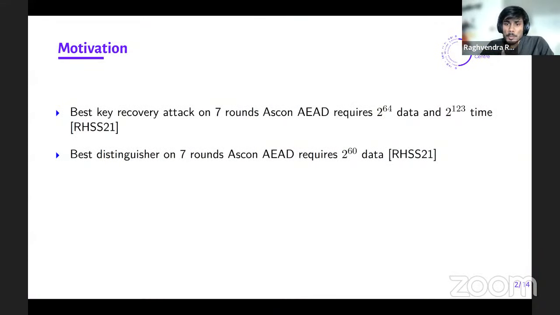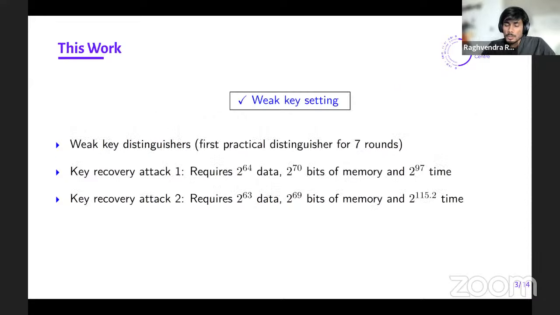So the motivation behind this work is to somehow improve the previous attacks which were just presented in the last talk. If you see the previous talk, the best key recovery attack on 7 rounds requires 2 to the power 64 data and 2 to the power 123 time. And also the best distinguisher has 2 to the power 60 data complexity. So now the question is, can we go further, or do we have any better key recovery and distinguishers for 7-round ASCON? Yeah, so we answer this question in a positive way here.